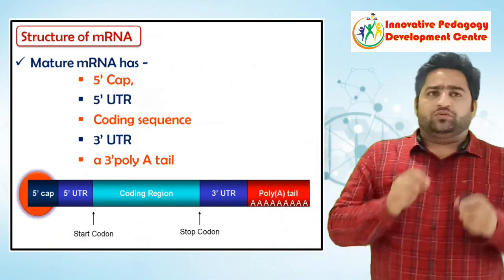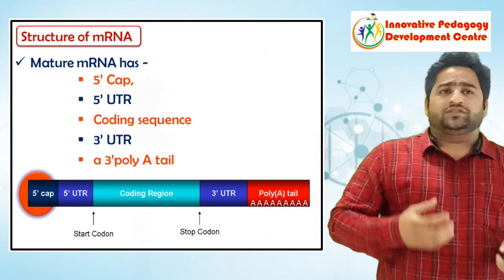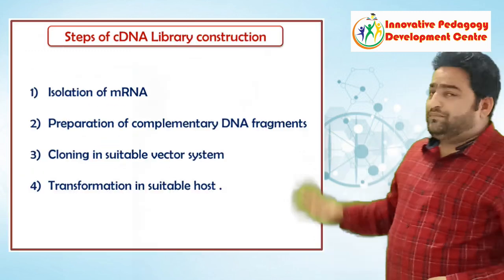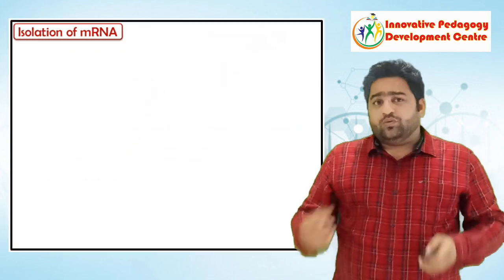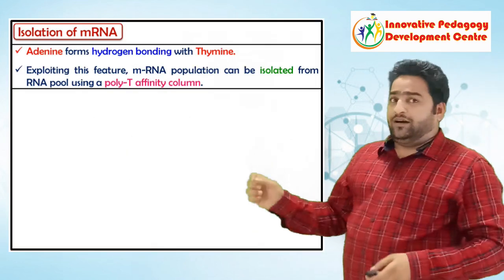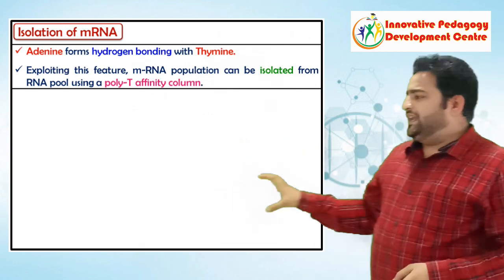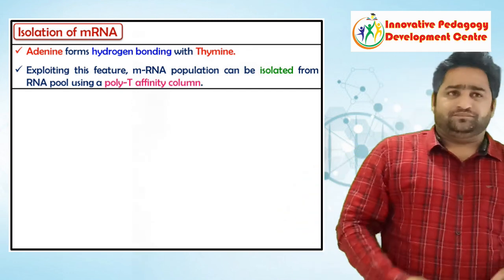So, the structure of mature mRNA. It is very important to study the structure of mRNA in order to study the cDNA library. A mature mRNA has a 5 prime cap, a 5 prime UTR, a coding sequence, a 3 prime UTR, and a poly A tail. A very important feature is the poly A tail. We are going to explore this poly A tail in the future processes.